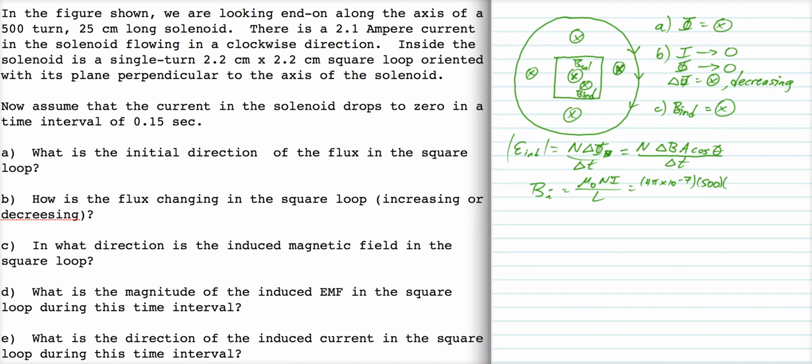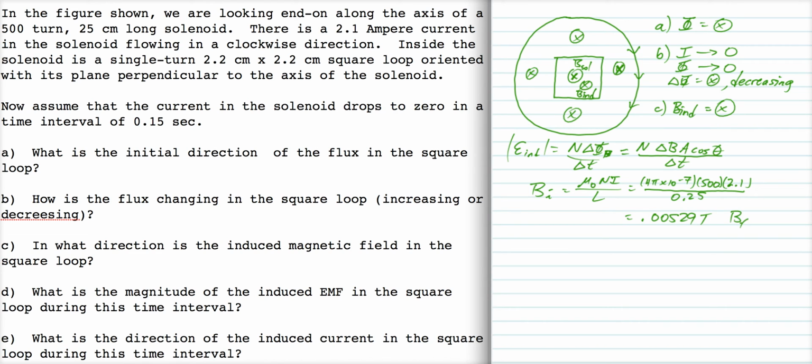And let's see, it has the magnetic flux inside the square, that has an area. Oh, sorry. I'm not doing area yet. I'm doing mu naught N I over L. So the current is 2.1 amps. Okay? And we divide that by the length of the solenoid, which is 25 centimeters long. Okay, so the initial magnetic field in the solenoid is 0.00529 Tesla.